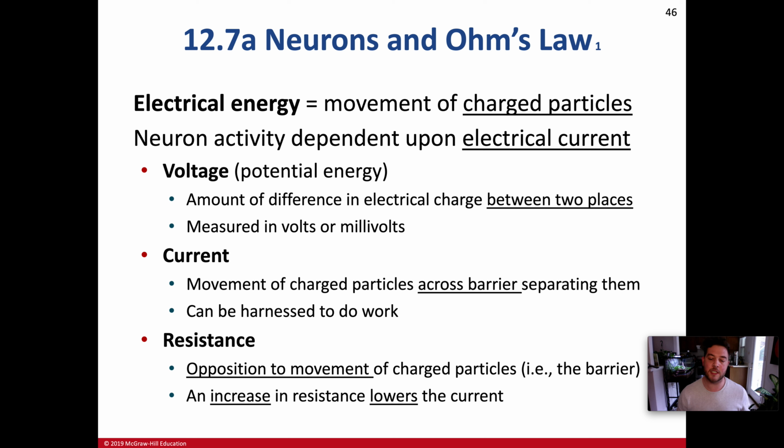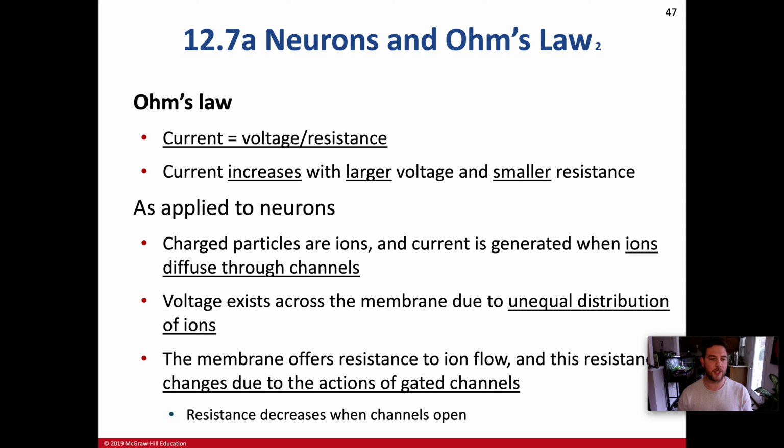An increase in resistance lowers the current. Plasma membranes are fairly resistant to movement of ions. Remember, we said they have several different features that make them resistant to ion movement, which is why channels and pumps are so important and so necessary for resting membrane potential and neuron activity. So you have voltage, which is the actual difference in electrical charge. You have the current, which is the movement of those particles back and forth. And you have resistance, which is your plasma membrane. It applies it to neurons here.